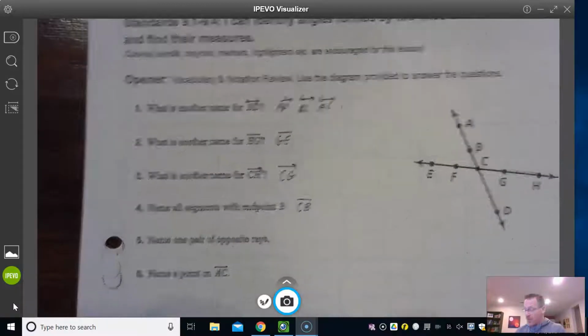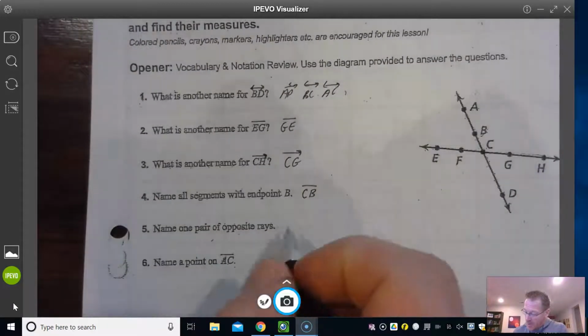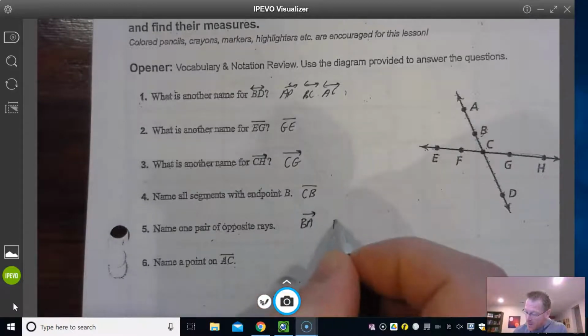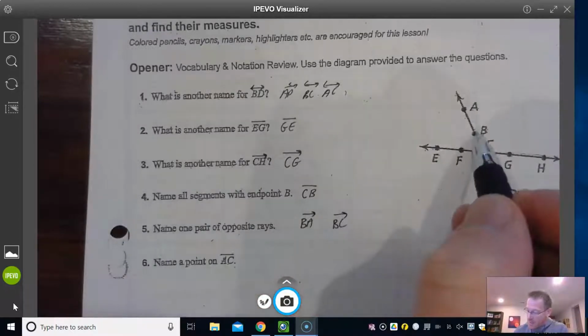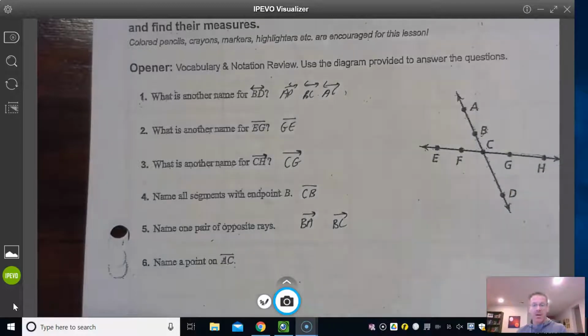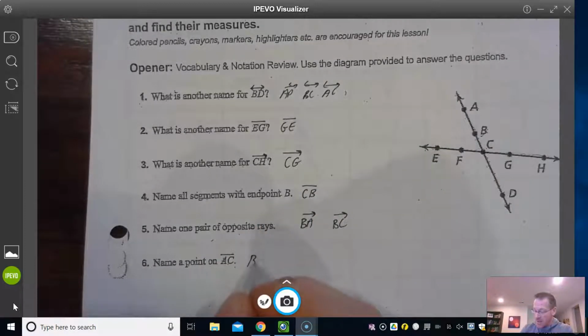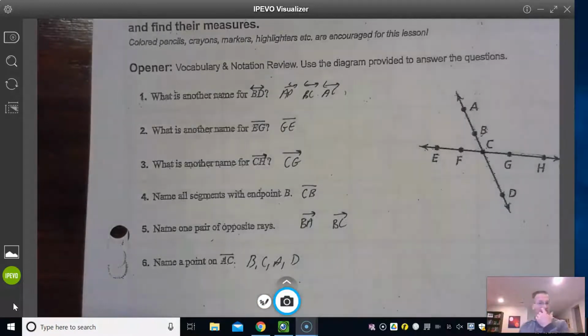Name one pair of opposite rays. I'm just going to go, we could do BA, and then I could go BC. So I could go B to A, B to C, and that creates line AC, correct? And then name a point on AC. So any point on this line right here would do. So let's say B, C, A, or D. There's just a quick review of some vocabulary and notation, just to keep it fresh in your mind.